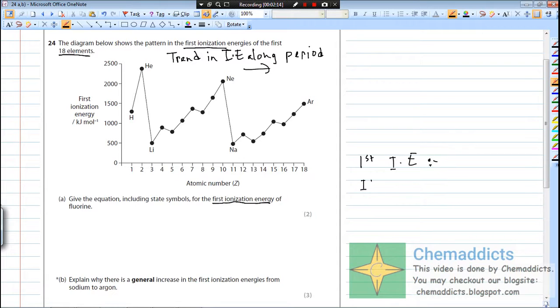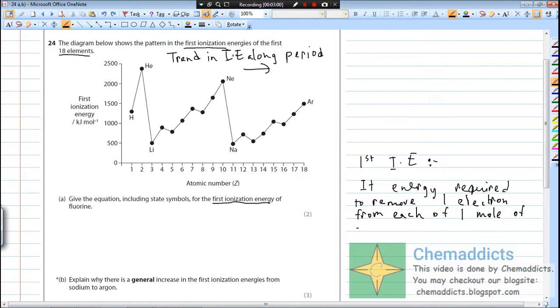It is the energy required to remove one electron from each of 1 mole of gaseous atoms.